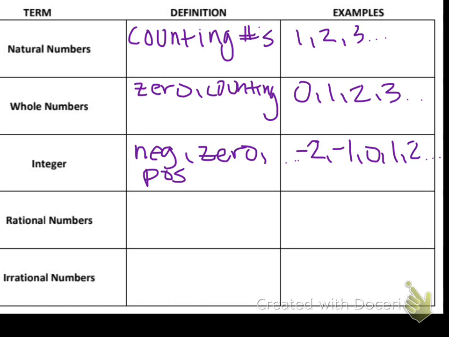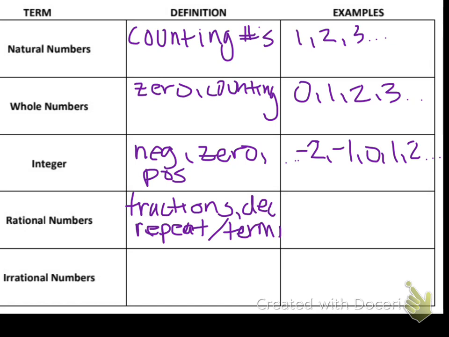Your rational numbers would be examples of fractions, and decimals, as long as the decimals have a repeating pattern, or they terminate. And by terminate, I mean end. So not every decimal is considered rational, so it has to be repeating or terminating, and any number that can be written as a fraction is rational. Also, all of those above are considered rational. So for example, 3 is rational, but it's also an integer, whole, and natural.